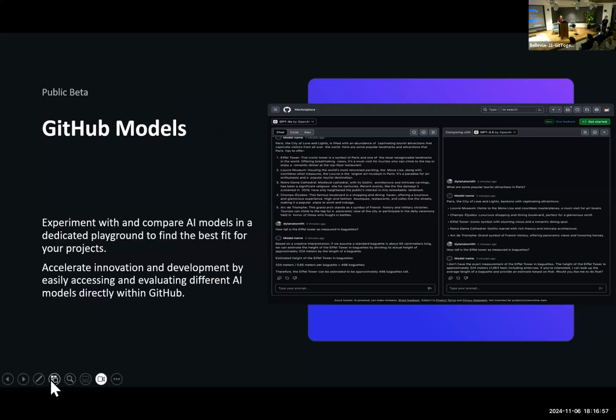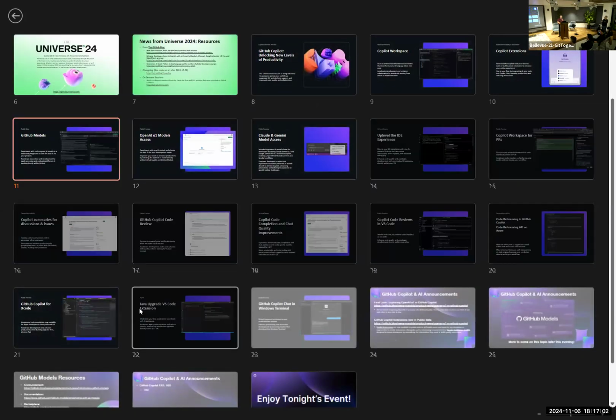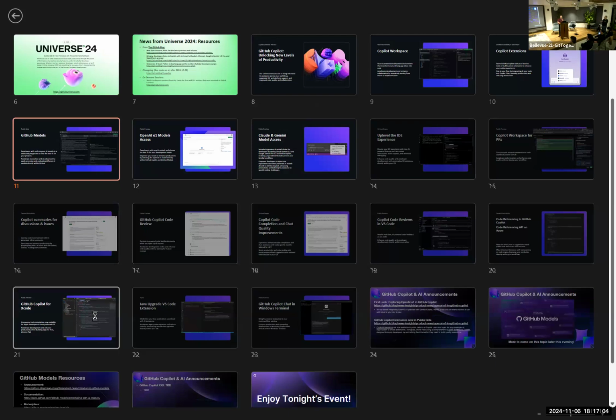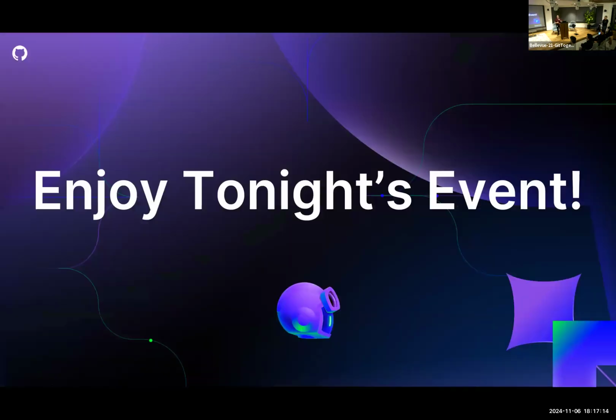There were several big announcements, as you can see from another one. For those of you that are working with Xcode, now we have code generation for Xcode and things like that. So definitely go to GitHub Universe, check out those announcements. There's a lot there for you. And enjoy tonight's event. Thanks, Dave.